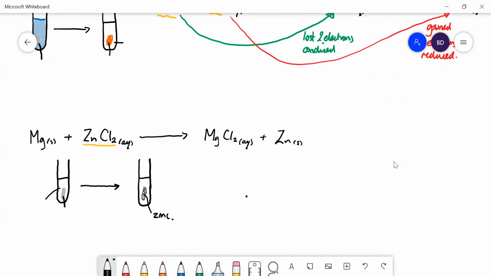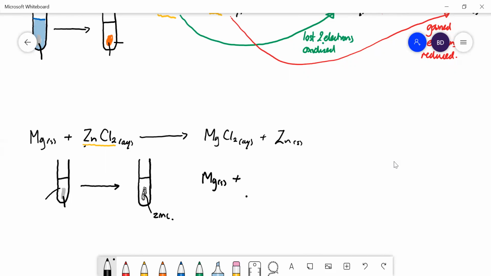Once again, let's rewrite that equation as an ionic equation so we can see what's going on. Anything which is in aqueous solution, any ionic compounds, we're going to split them up into the ions. So first of all, we've got magnesium metal there.